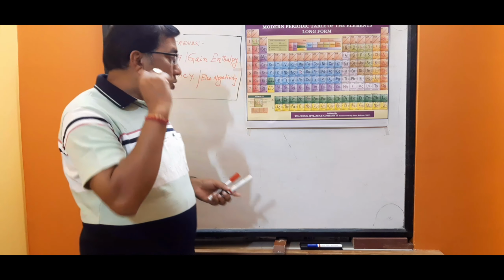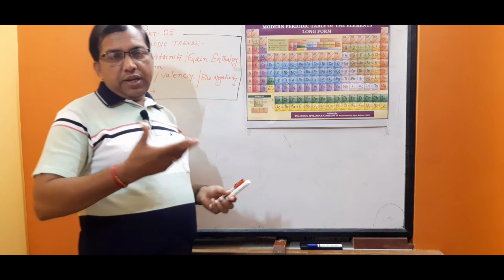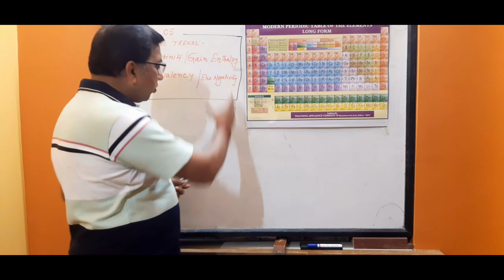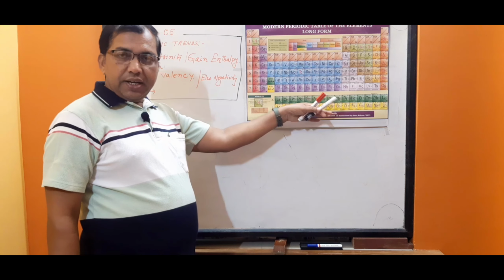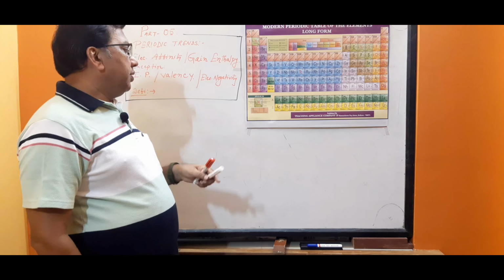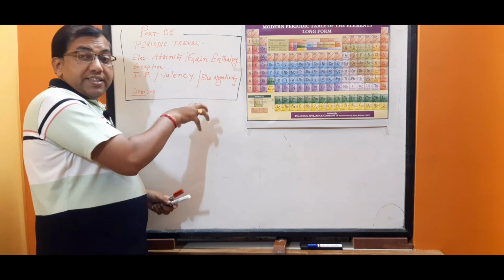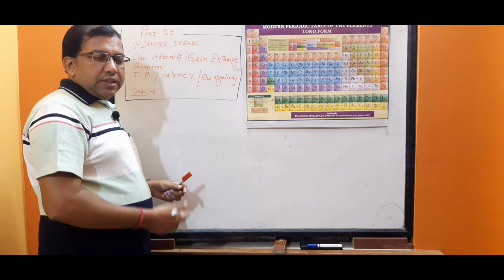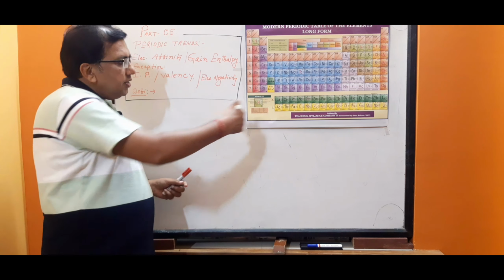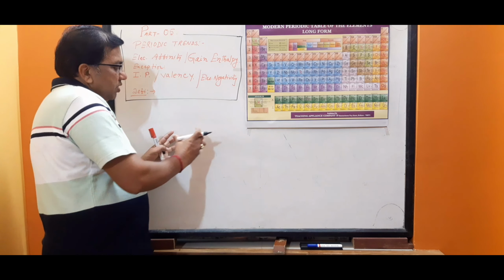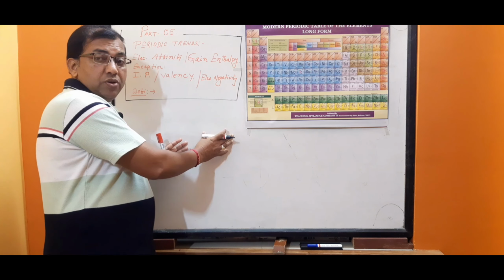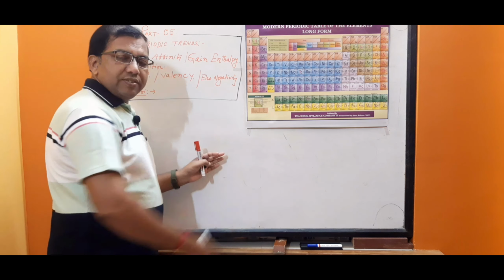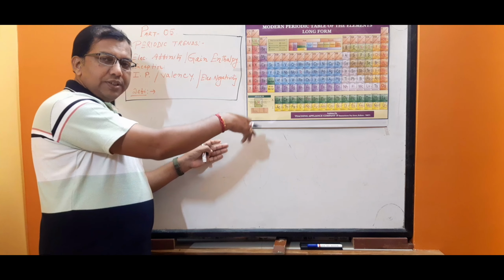Clear? Now come to the variation in the periodic table according to periods and groups. Variation means left to right, what will happen, and top to bottom, what will happen. Will electron affinity increase or decrease? It depends upon the factors. Left to right, electrons are being added, which means charge is increasing. But will the size of the atom decrease or increase? Decrease, because no extra shell is added. Within the same shell, electrons are being added.